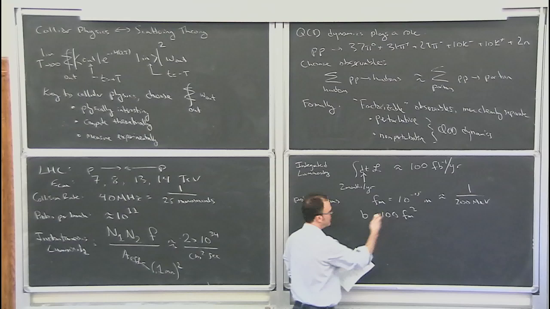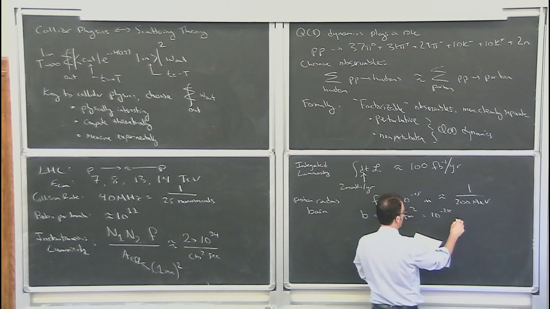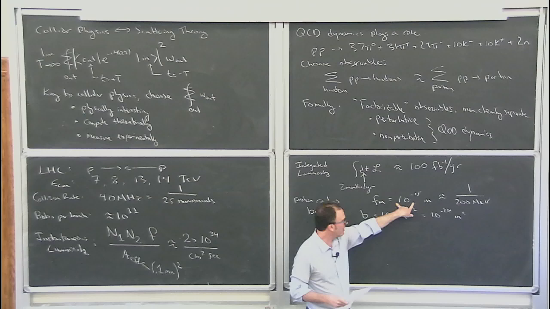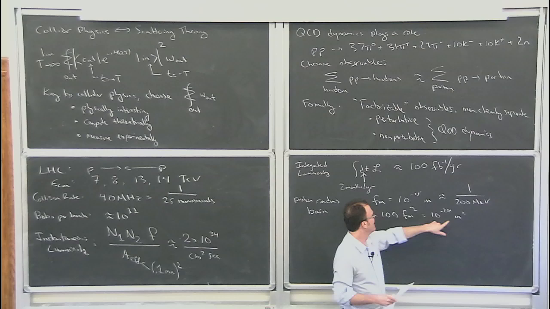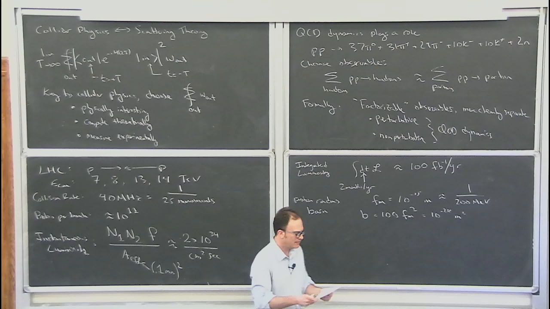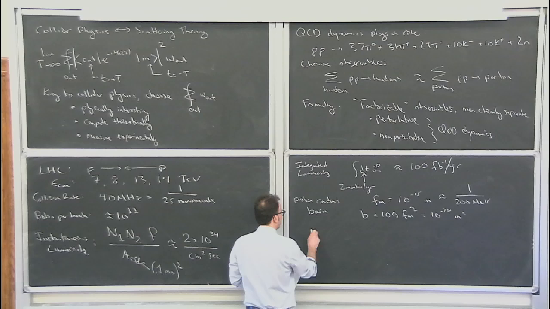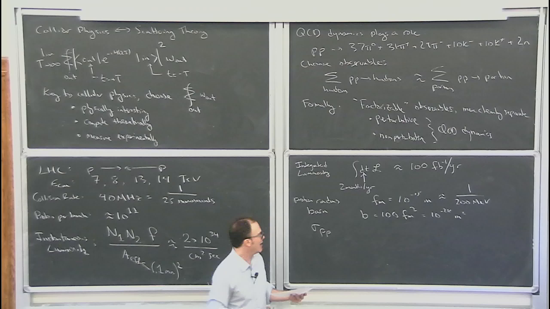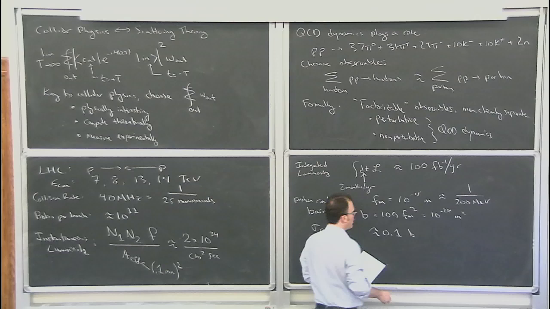So 10 to the minus 28 meters squared. And you can see that if I take a proton radius and square it, 10 to the minus 15 squared, it gives me something not quite at 10 to the minus 28 meters squared, but somewhere around there. So barns are nice units if I want to talk about the cross-sectional area of a nucleus, in this case the cross-sectional area of a nucleon, the proton. And the cross-section for PP scattering, where protons come in and some inelastic process happens, is roughly speaking 0.1 barns.